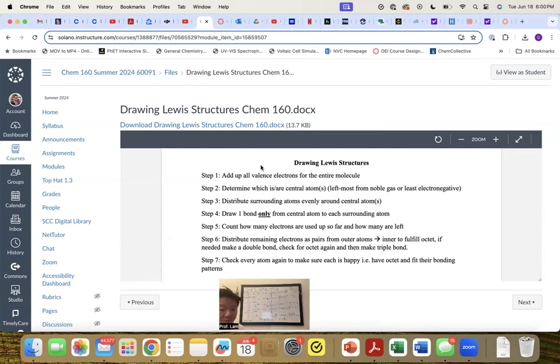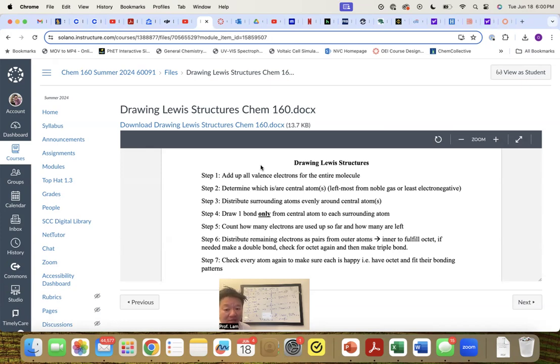Okay, so step 1, when you're given a chemical formula, you're going to add up all the valence electrons for the entire molecule, right? So you know how to do valence electrons now. Look at the group number. You're going to add it up for each element and then sum it all up. Then in step 2, you're going to determine which is the central atom. And sometimes there are multiple central atoms. So it's just going to be case by case.